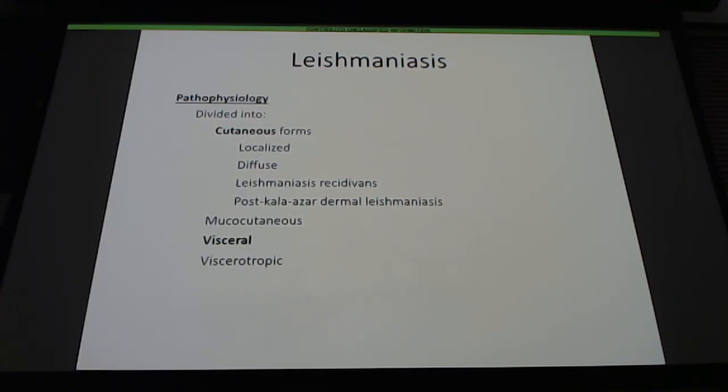And the next one, post-Kala-Azar dermal leishmaniasis, we have under cutaneous because it's a cutaneous form, but it occurs status post-treatment of visceral leishmaniasis. And that post-Kala-Azar dermal leishmaniasis can be very deforming in some cases. What happens is you treat visceral leish, it's cured, it goes away. Years later, it may end up coming back and start causing you cutaneous forms in different parts of your body. That's what that is.